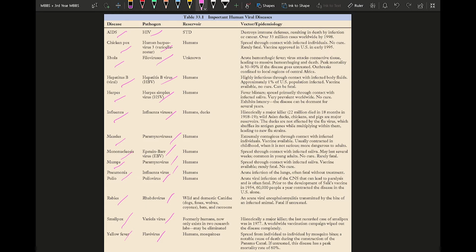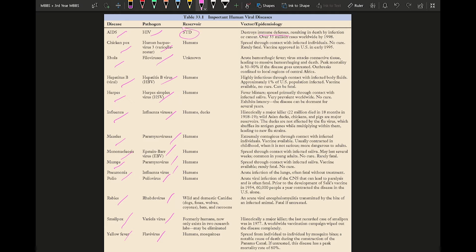We'll look at these in a more general way, unlike the bacteria where we go into detail about each one of them. When it comes to viruses, you need to know which system it affects, either the respiratory system or the digestive system, and what symptoms it produces, all of which is given in this table clearly. We'll just go through the diseases one by one. AIDS is caused by HIV. It's sexually transmitted.